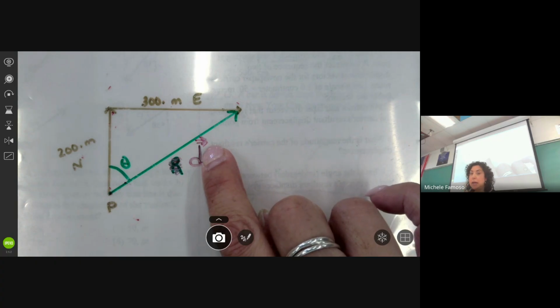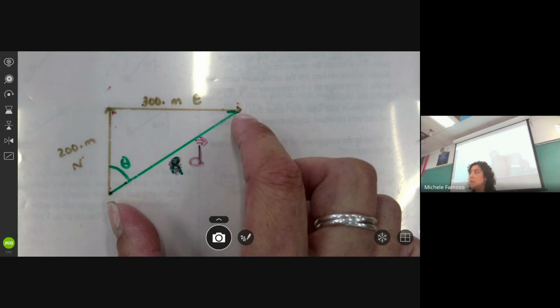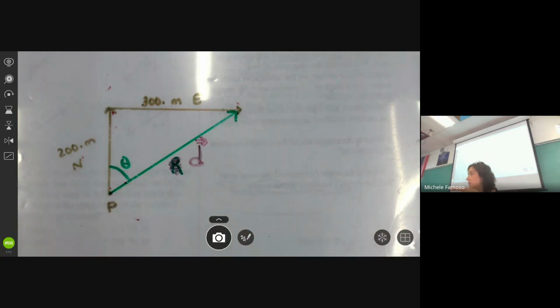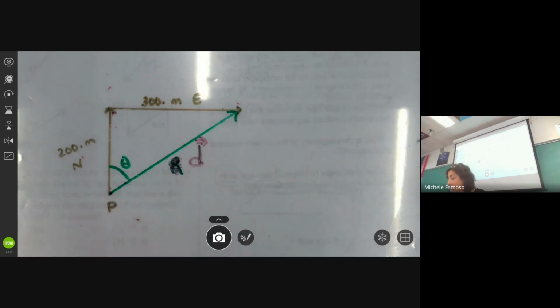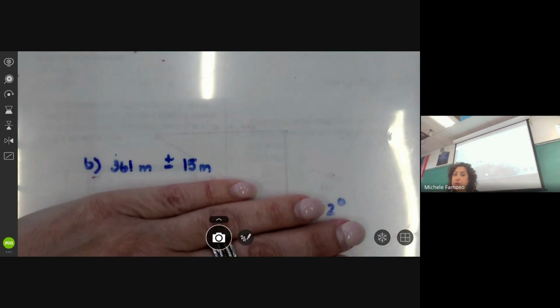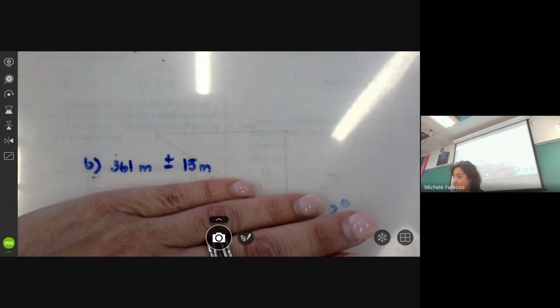Now, part B asked for the magnitude of this. The intent, because you drew it, was for you to measure it and use the scale. Okay, we're not supposed to use Pythagorean theorem. So when I do this and I measure it, I'm getting 7.2 centimeters. So 7.2 centimeters in this scale would be 360 meters. You're given about 15 meters of leeway on that answer, which means that we will accept answers between, I have the range written somewhere else.